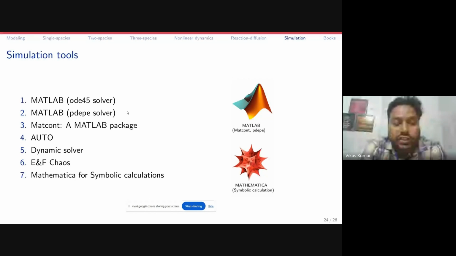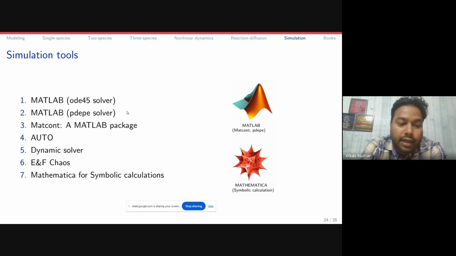And to work on chaos, it is a very important tool. Maybe you can use E and F chaos. You can calculate the Lyapunov exponents, phase diagrams, time series, even the basin of attractions, many kinds of things which are used to detect chaos in a system. So you can use those in this software.